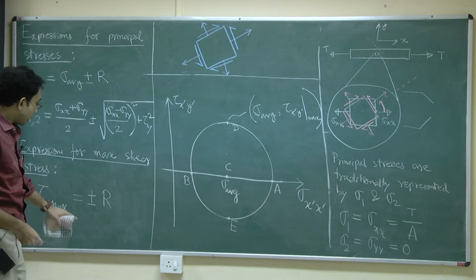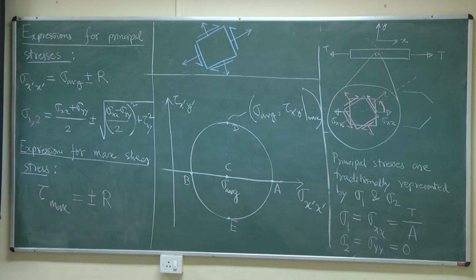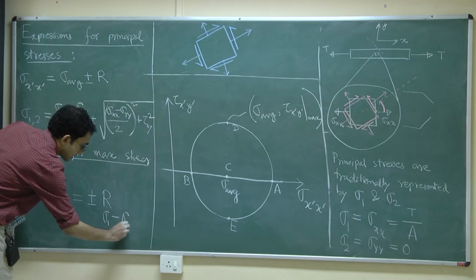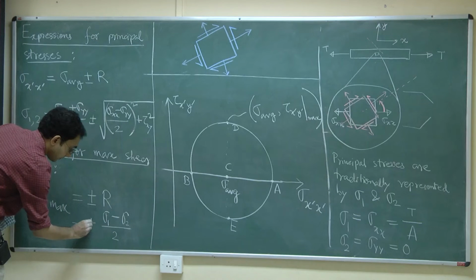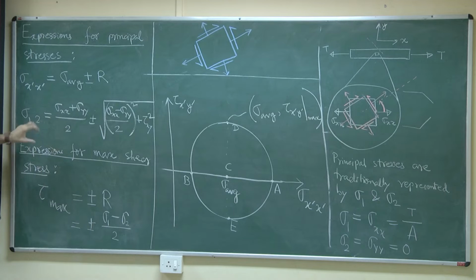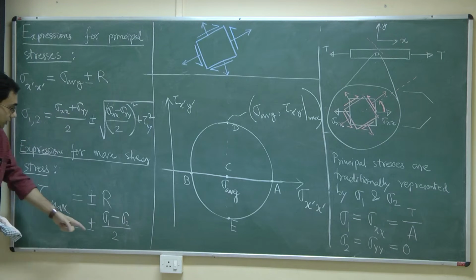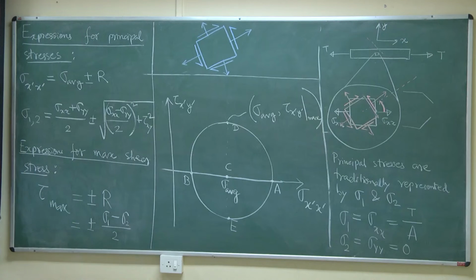Now, it is also very much possible to write this in terms of sigma 1 and sigma 2. So, you understand here that this is sigma average, this is R. So, you note quickly that we can write this as sigma 1 minus sigma 2 by 2. For example, what I am doing here is considering the plus 1 as sigma 1 and the minus 1 as sigma 2. So, if I do sigma 1 minus sigma 2, I will be obtaining the R. So, this is what we have.